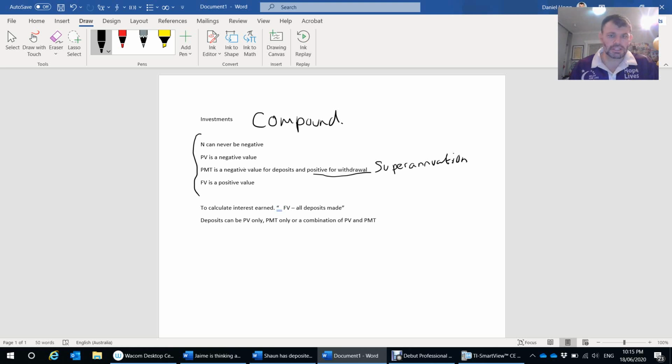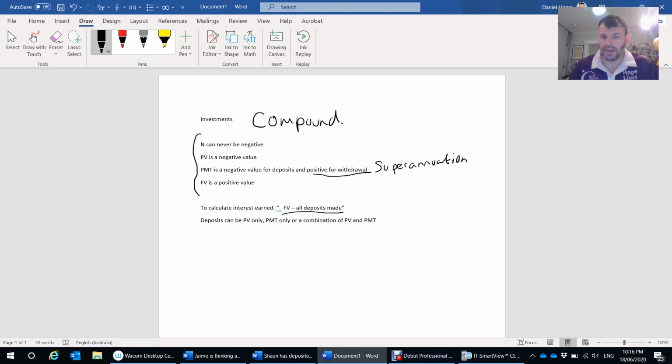Now, when we looked at loans, we worked out that to calculate the interest charged, it's all the money paid minus your PV. Well, with interest earned, it's your FV minus all deposits made. And all your deposits can be determined by different avenues. So it can be just your PV only, it could be your PMT only, or it could be a combination of PMT and PV.